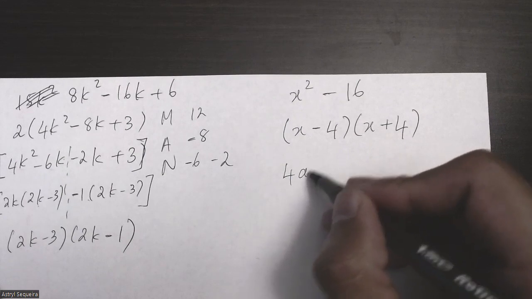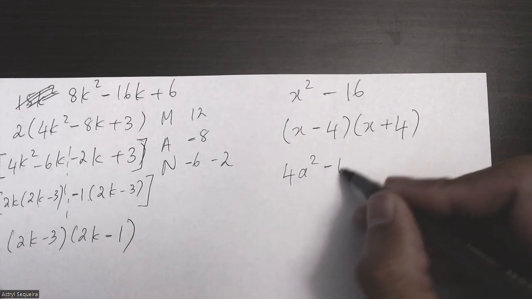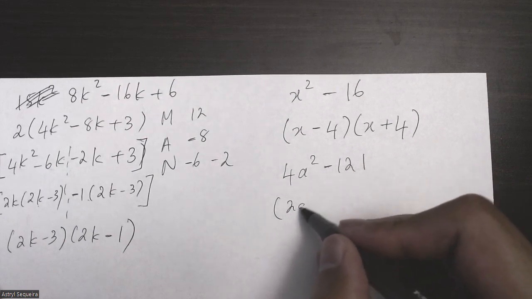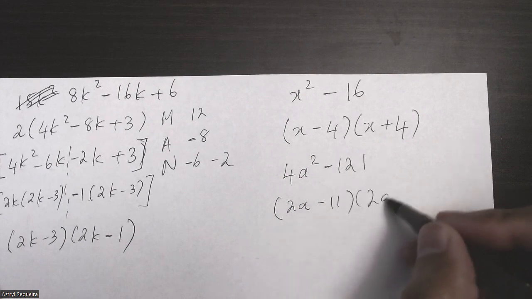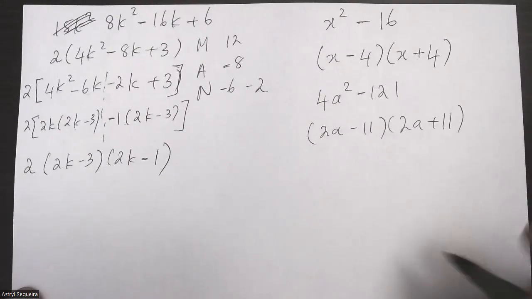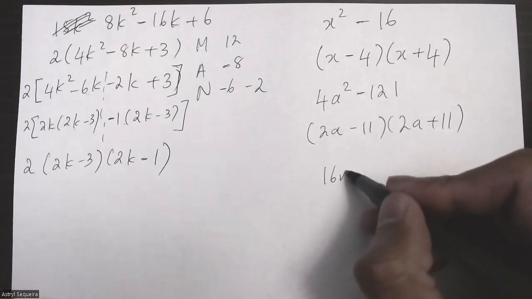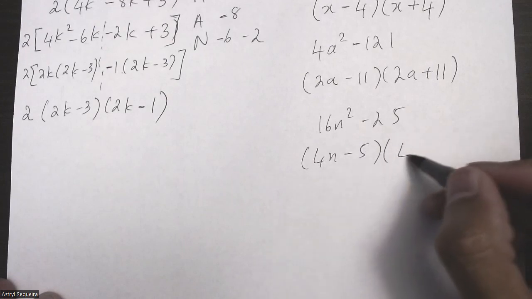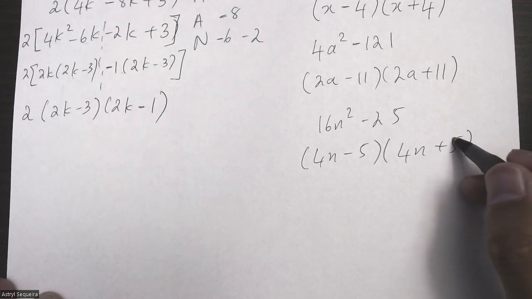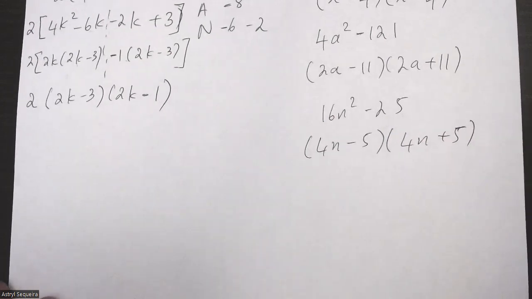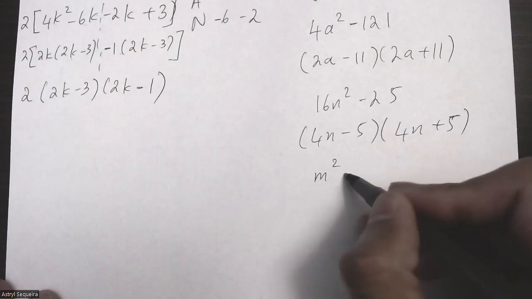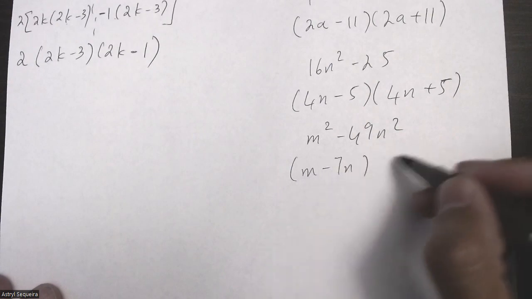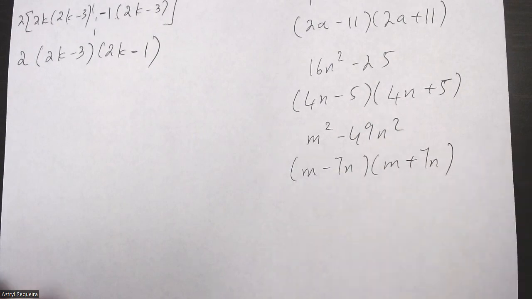So let's say I had a tougher one like 4a squared minus 121. Well, let me square root this whole equation. It's just 2a minus 11, 2a plus 11. What if I had 16n squared minus 25? Well, that's just 4n minus 5 times 4n plus 5. I'm just square rooting the equation and writing it twice with opposite signs. You can have it in multiple letters. So m squared minus 49n squared. Same thing. It's just m minus 7n, m plus 7n.